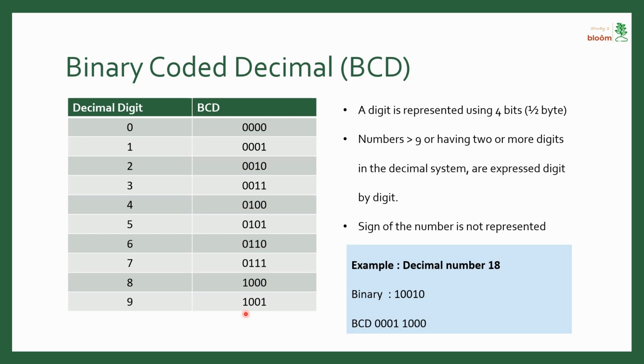For numbers greater than 9, we have to use 2 digits. For example, normally 18 we write this way, but in BCD we write 1 separately and 8 separately. Let's say we want to write 23, then we write 0010 and 0011: 2 separate and 3 separate. Total 8 bits or 2 digits. Here we can't represent the sign.